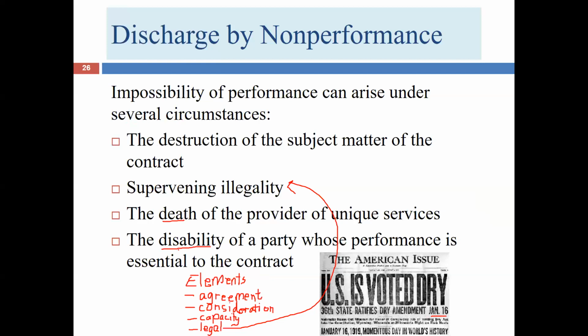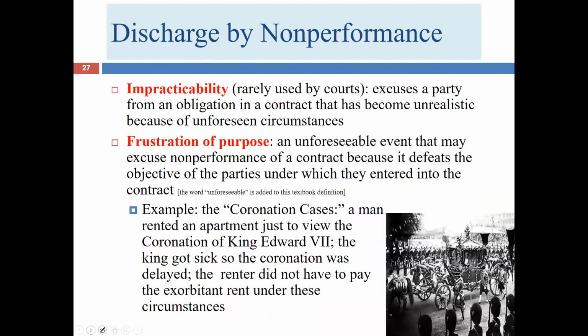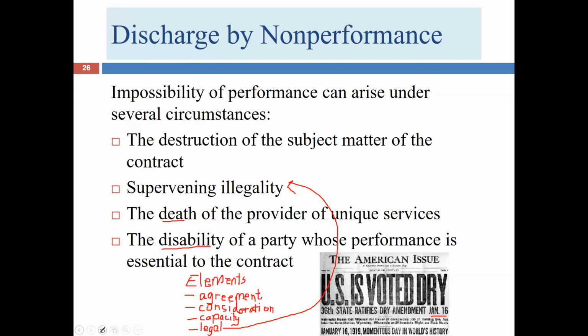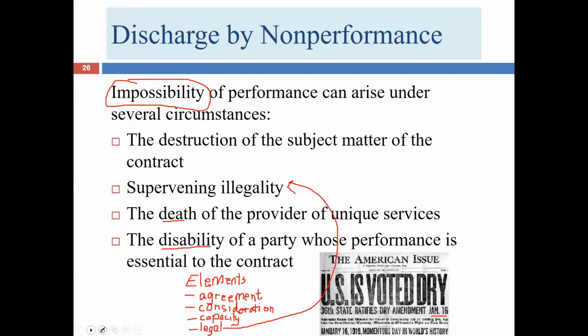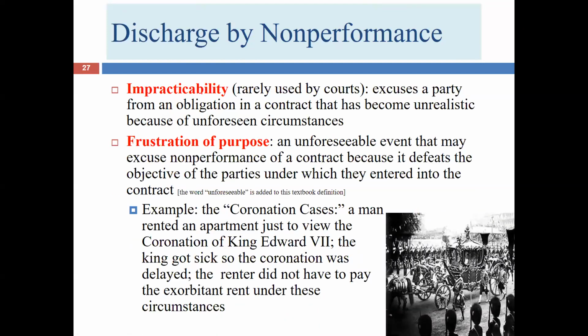And so you could definitely argue that her disability makes it impossible for me to perform the contract, and so there could be discharge by non-performance under those circumstances. So we've talked about impossibility, but now let's bring it back a little bit, recognizing that physics isn't the only time that we are unable to perform contracts. Sometimes it's just really impracticable.